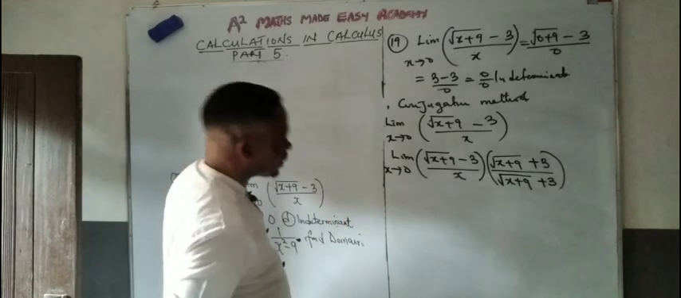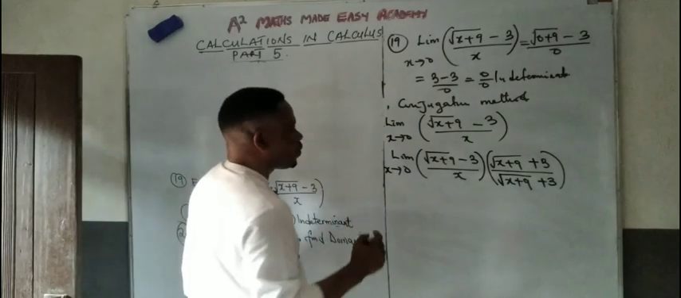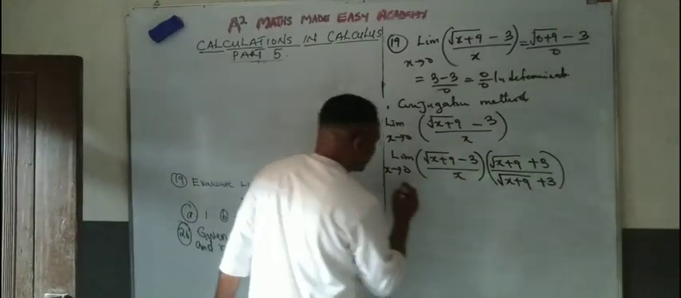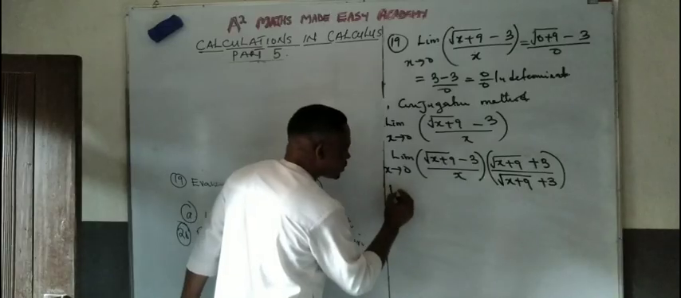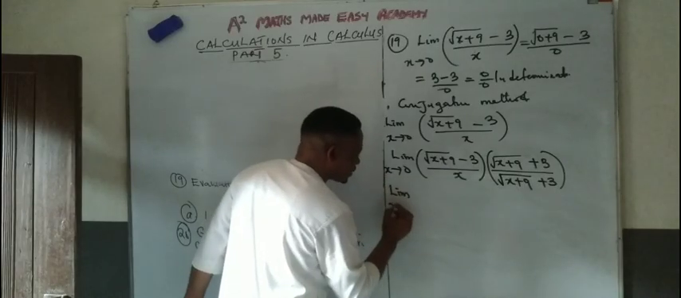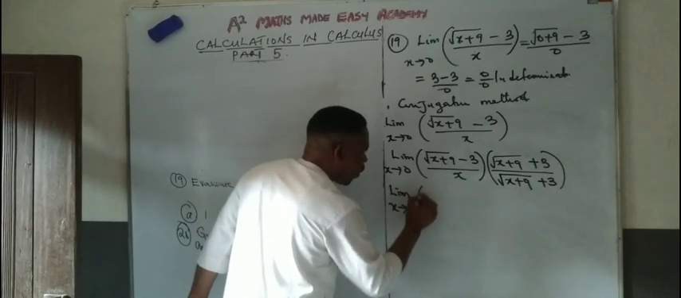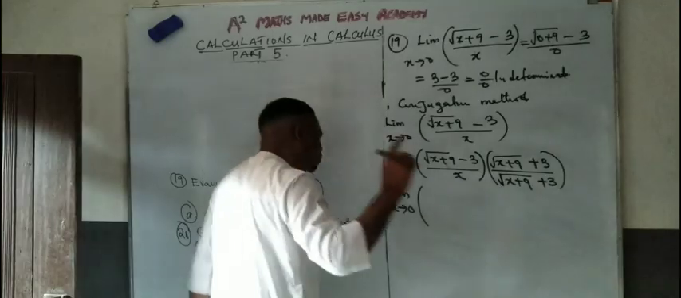Now, what is the secret in solving? The next thing we are going to do is to open the bracket at the numerator. I will now say the limit, as x approaches 0. Open the bracket. But I want to take you back.